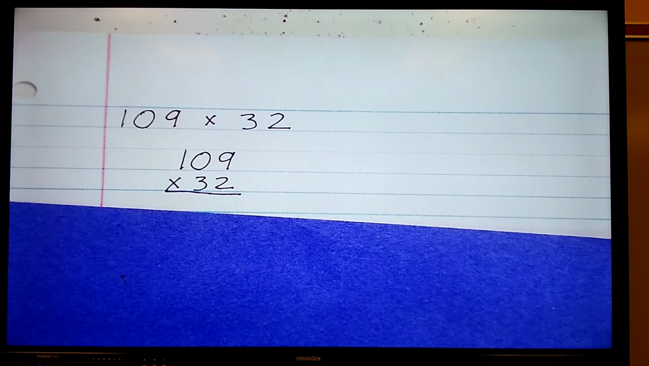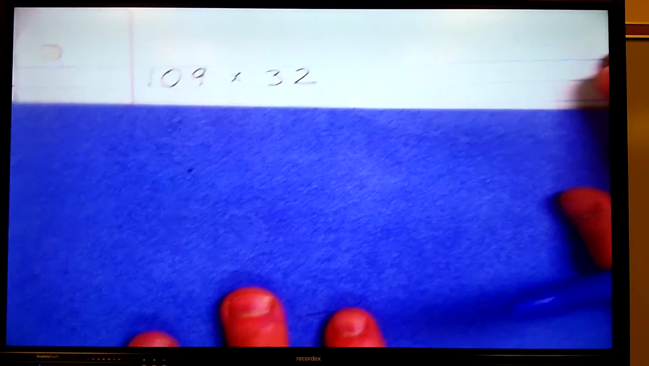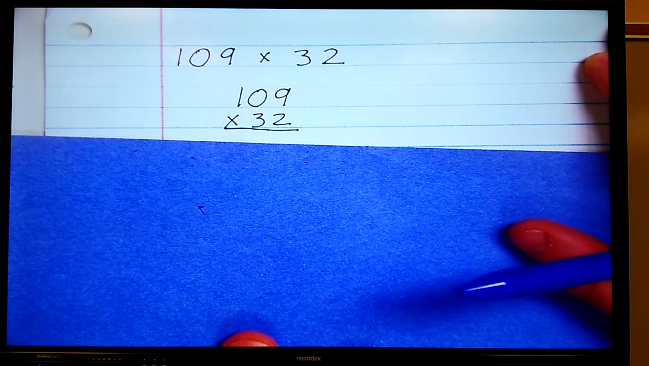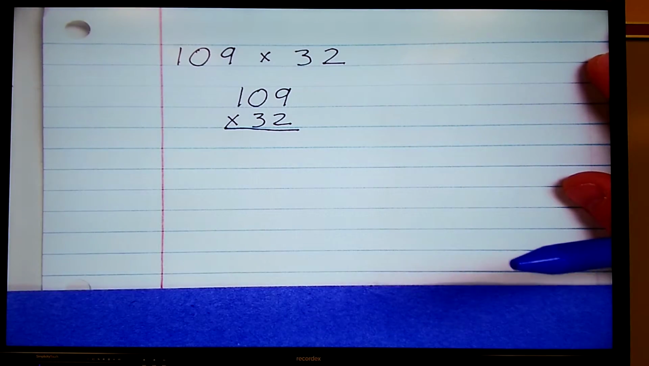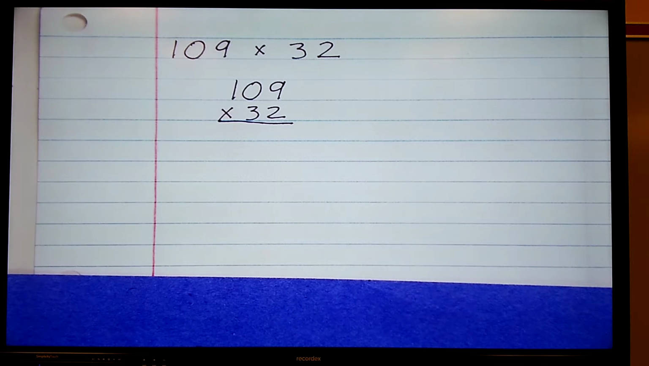So, on a sheet of paper, I want you to solve this problem. 109 times 32. When you line it up, this is what it looks like. It should be easy. Pause the video and solve that problem, and we'll check your work when you are finished. All right, let's see how good you did.